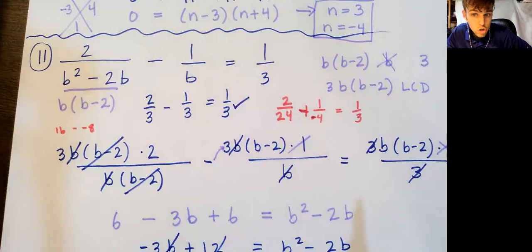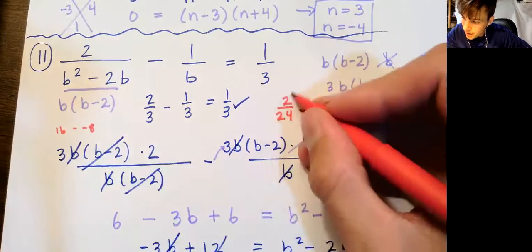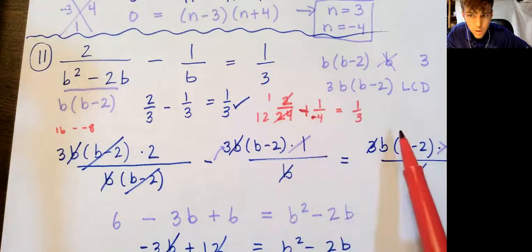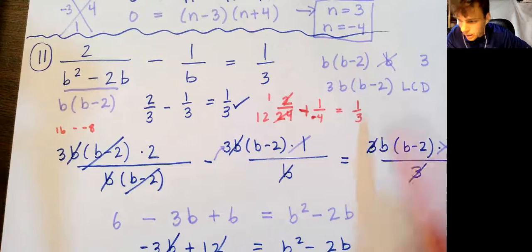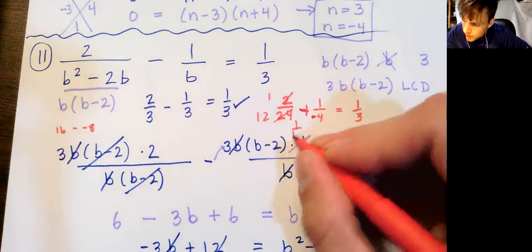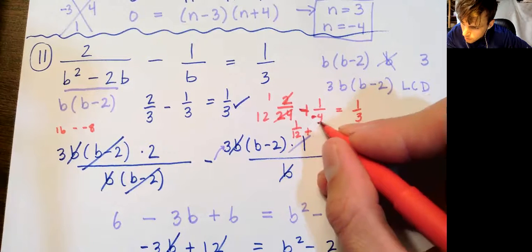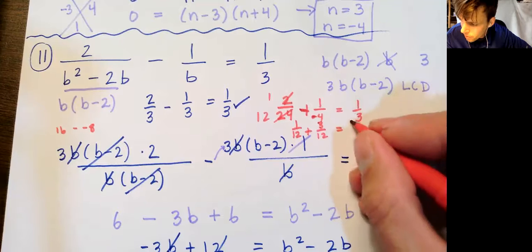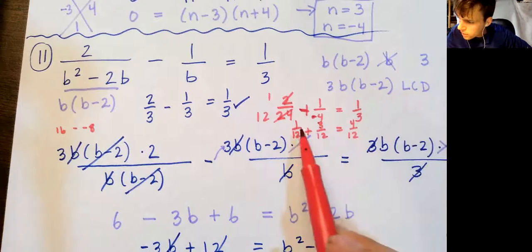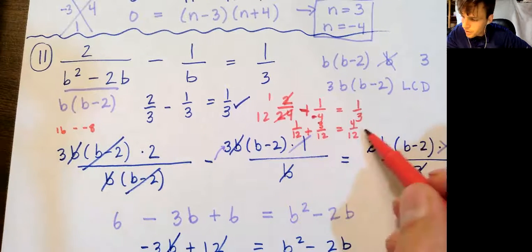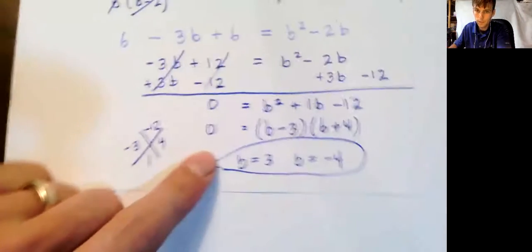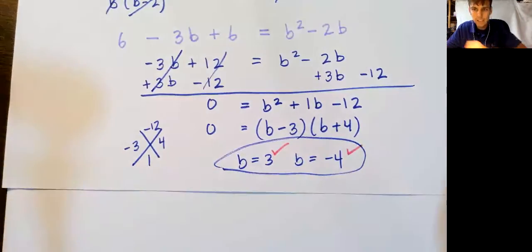And 2 over 24 is really the same thing as 1 over 12. So we're saying 1/12 plus 1/4 equals 1/3. Keep going with this. It's 1/12 plus 3/12 equals, now we might as well change that to twelfths as well. That's 4/12. So 1/12 plus 3/12 equals 4/12. Checks out. So in this case, again, both solutions were good. Kind of did that quickly, but they did both work out.